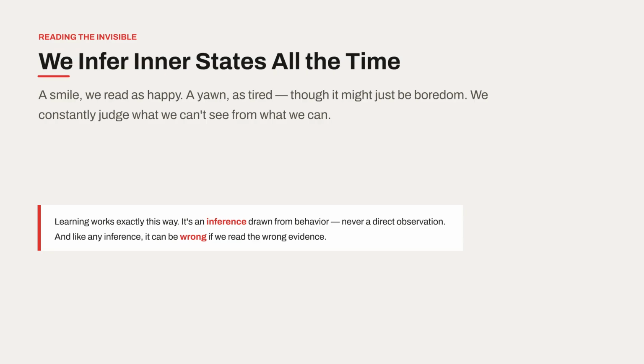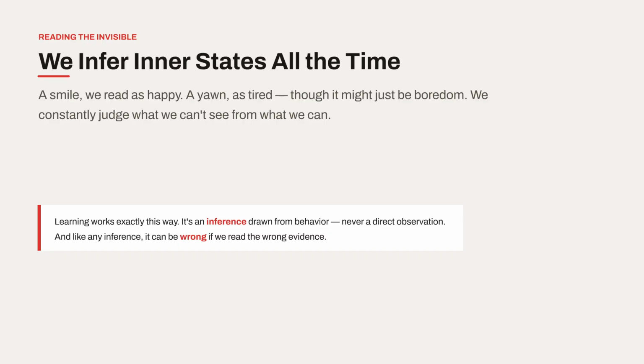I want to slow down on this idea that learning must be inferred, because it's genuinely important and a little philosophical. The truth is, we infer invisible internal states from visible behavior all the time, every single day. Someone smiles, and we infer they're happy. Someone cries, and we infer sadness, or maybe overwhelming joy. Someone yawns, and we assume they're tired.